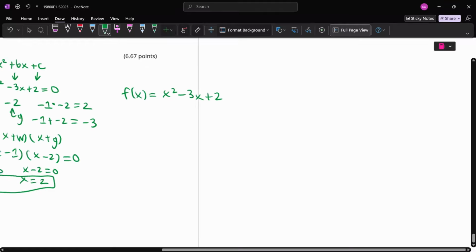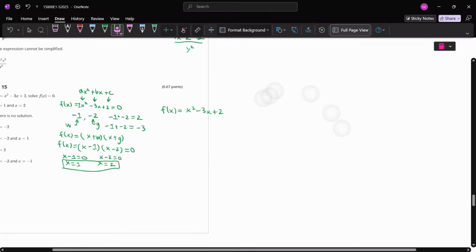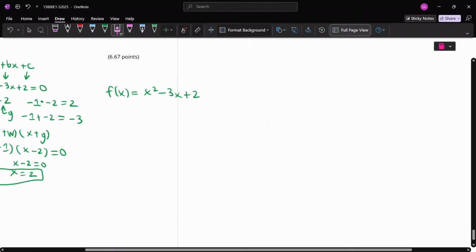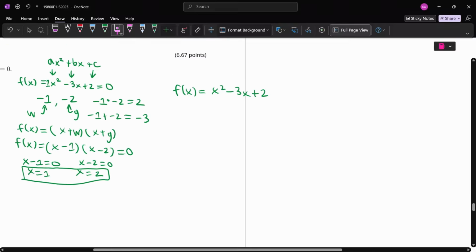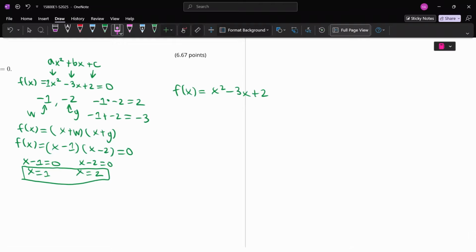With completing the square, what you want to do is come up with a quadratic expression that when you factor it, you end up with, like in this case, an x plus w and an x plus g, a w and a g value. You want to come up with a new quadratic expression that's equal to your original one that gives you a w value and a g value that are equal to each other. So that's effectively what completing the square entails.